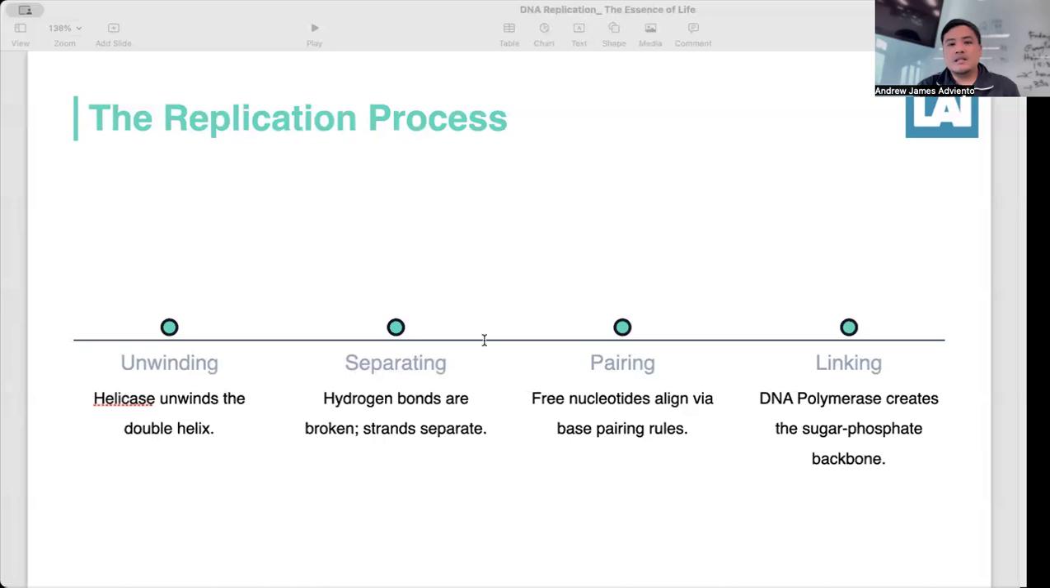The replication process, or the timeline. To recap the flow: first, helicase unwinds the DNA and unzips it. Second, the strands separate. Third, free nucleotides move into place via complementary base pairing. And finally, DNA polymerase links them together into a continuous chain. It is a fast, efficient, and incredibly accurate assembly line.